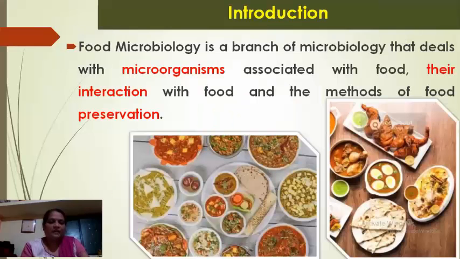Now, what is food microbiology? Food microbiology is a branch of microbiology. This is an applied branch of microbiology. What we study in food microbiology is the microorganisms associated with the food. We study the interactions of microorganisms with the food and we study how to preserve the food. What are the various methods for food preservation? So food microbiology is a branch of microbiology that deals with microorganisms associated with the food, their interactions with the food and the various methods of food preservation.